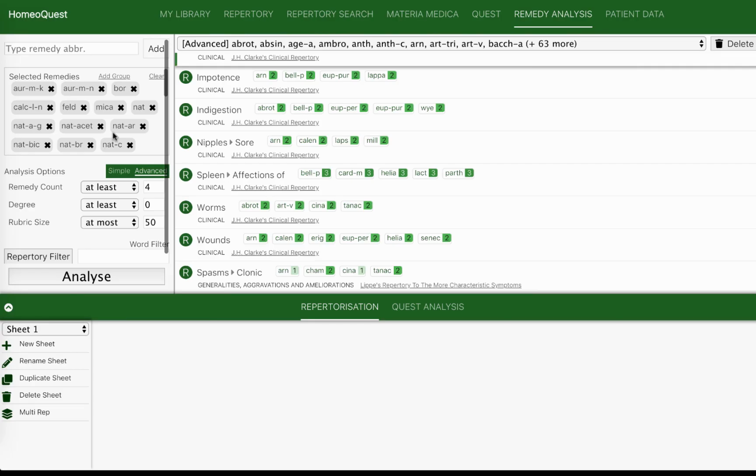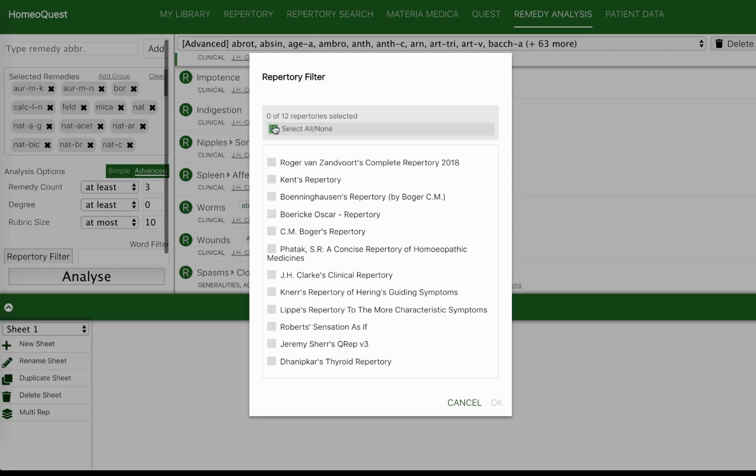So sodium's added here, and let's do a quick analysis and see what the group themes of the sodium group are. Now let's take a remedy count of 3. Let's take the degree as 0, and the rubric size at least 100 remedies. And let's do a repertory analysis now, just from the Bonninghausen. Let's see what Bonninghausen says about sodium.